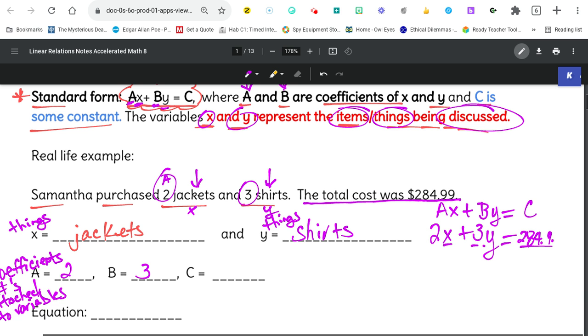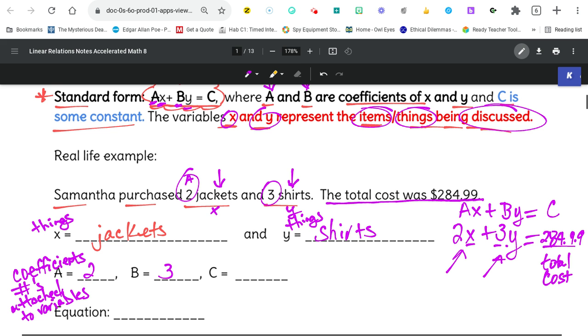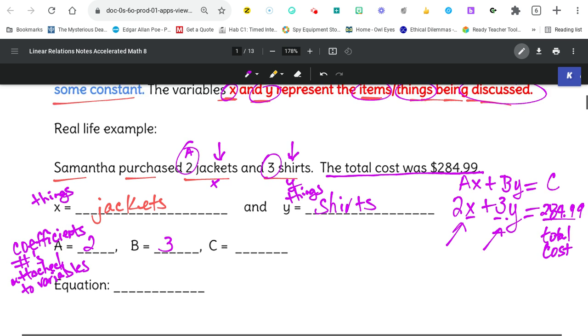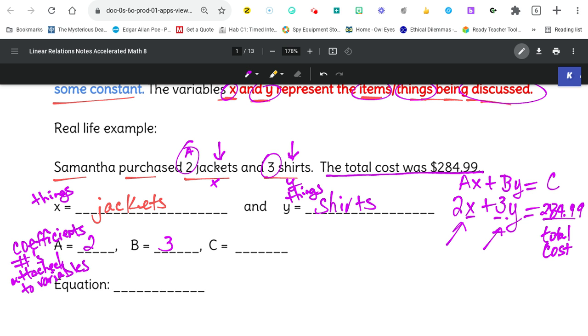So basically, the 2 jackets plus the 3 shirts cost a total of $284.99. I didn't mean to put that decimal right there. Take that out. So the equation that you can write in AX plus BY equals C form would be 2X plus 3Y equals 284.99. That's an equation you can write.